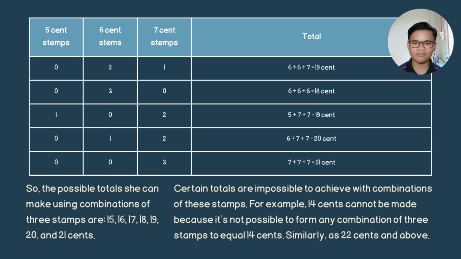So then finally, we can conclude that all the possible amounts are 15, 16, 17, 18, 19, 20, and the last one is 21. And we also know all the impossible amounts, which are numbers less than 14 and numbers above 22.